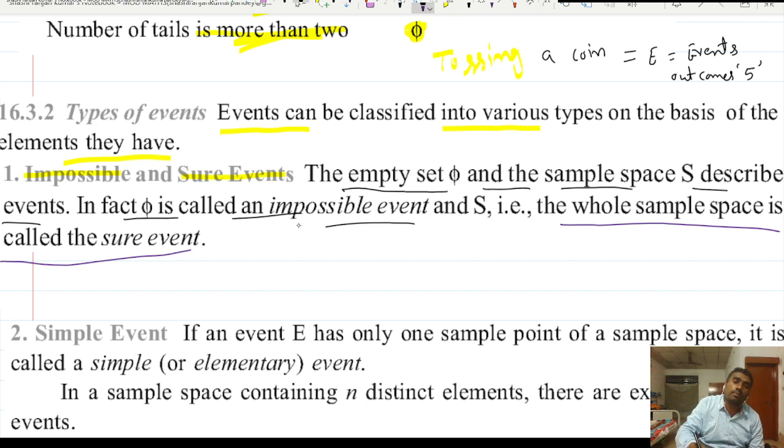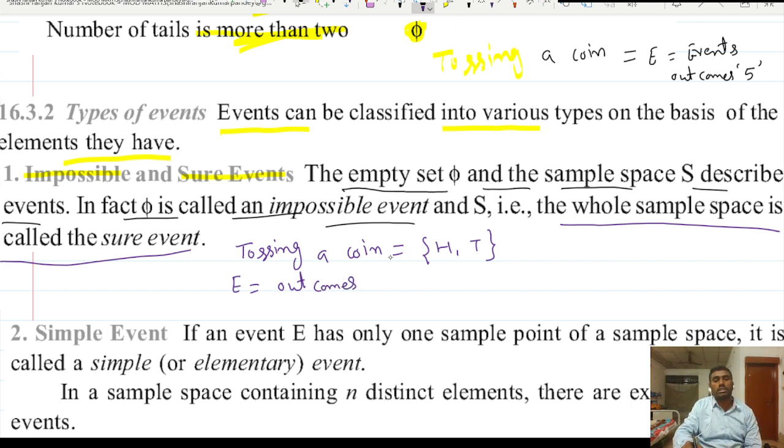Let us suppose, for example, the same example I am taking here, tossing a coin, right? So when you are tossing a coin, either you get head or you get tail. Now let us suppose I am making an event E whose outcome is either head or tail.